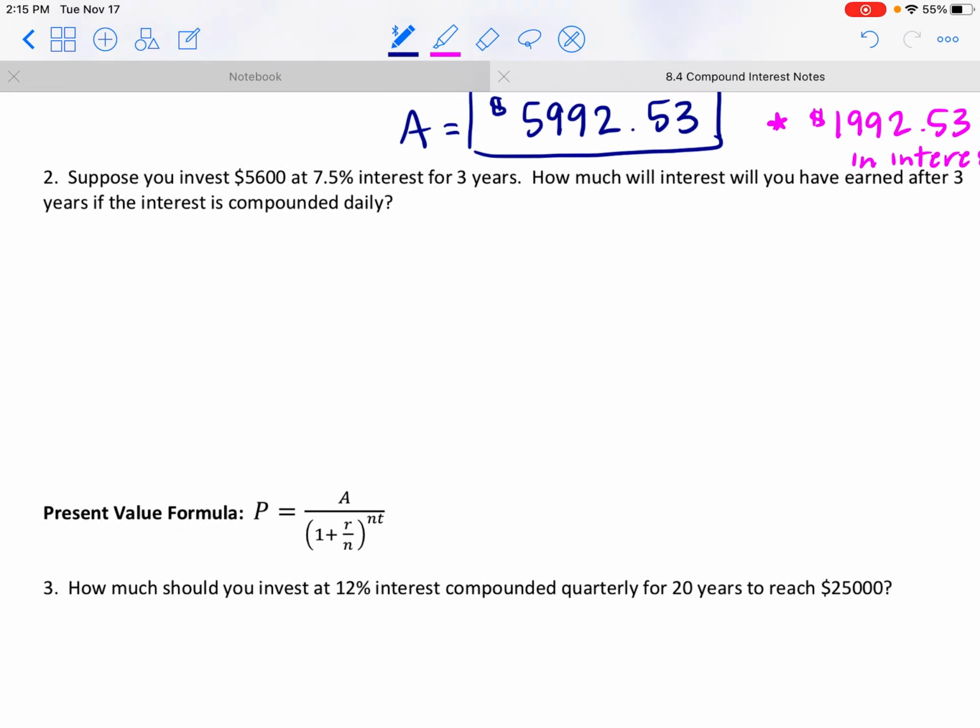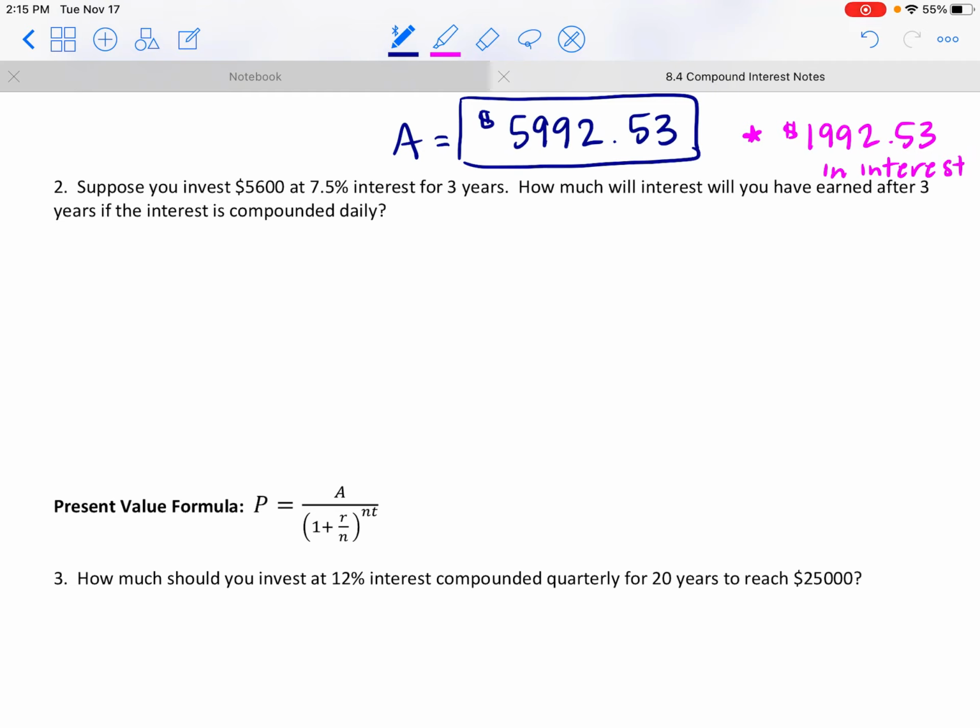So it says for number 2, you invest $5,600 at 7.5% interest for 3 years. How much interest will you have earned after 3 years if interest is compounded daily? So I can't underline, it's all squished in there. Our principal amount given to us is $5,600. It says the interest rate is 7.5%. So that would be 7.5 out of 100, which would be 0.075 as our decimal. It says for 3 years, so t is 3.